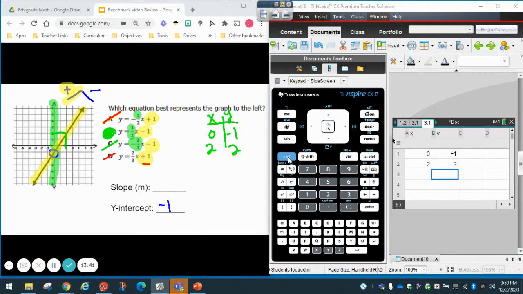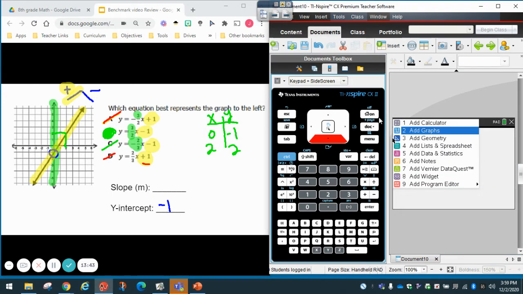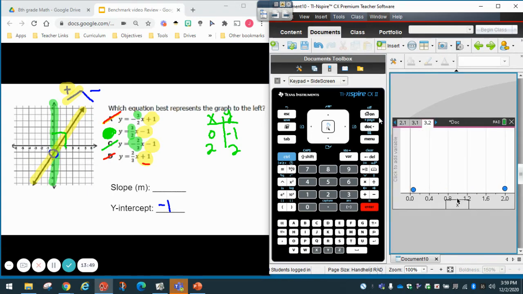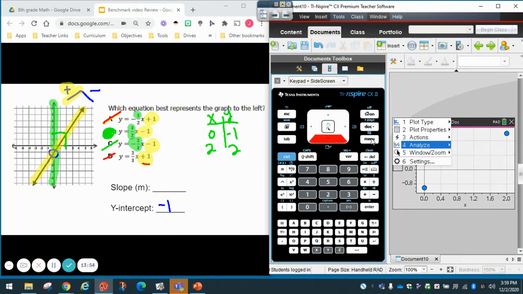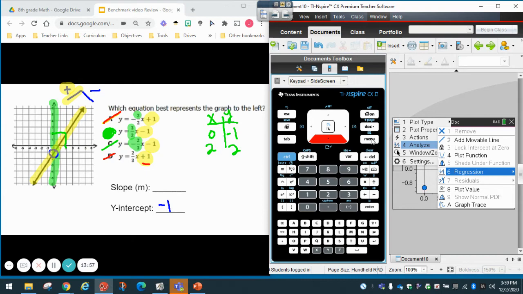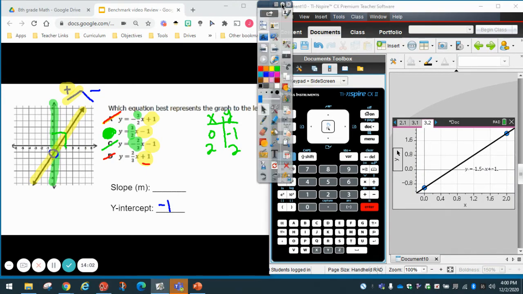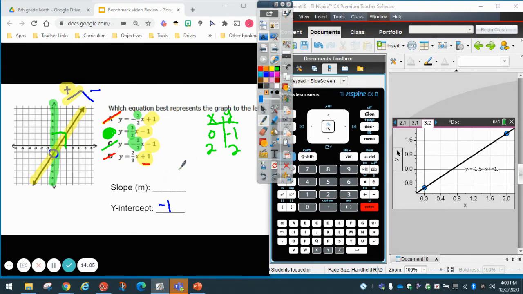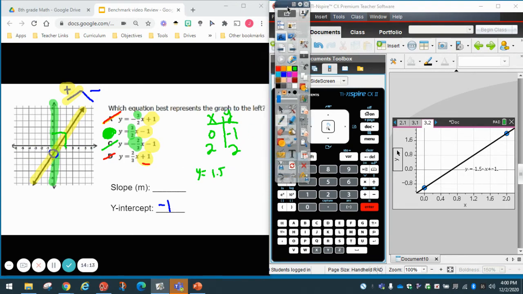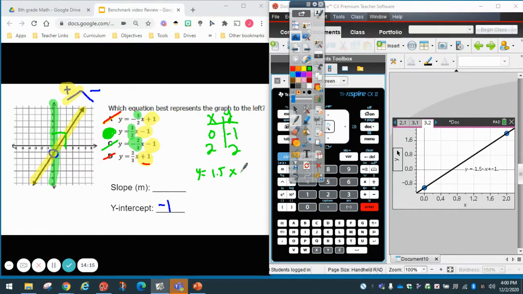From there, we're going to go to Control Doc. You guessed it, Data and Statistics. Tab X, Tab Y. We're going to go to Menu, Analyze, Regression, Show Linear mx+b. So there we have y equals 1.5x minus 1. And what's my slope?